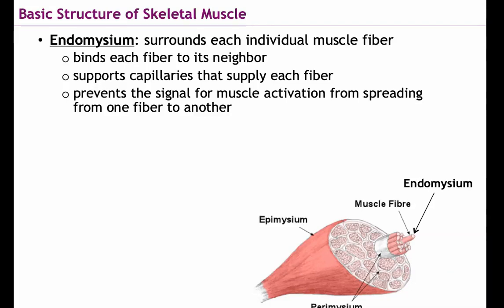It also prevents the signal for muscle activation from spreading from one fiber to another. This helps to allow for fine motor control. So there's a difference between the force needed to write with a pencil, to write really fine print, and the force needed to throw a baseball. So think about that motor control and think about how we have to control how many muscle fibers are activated in order to control the amount of force that we need.